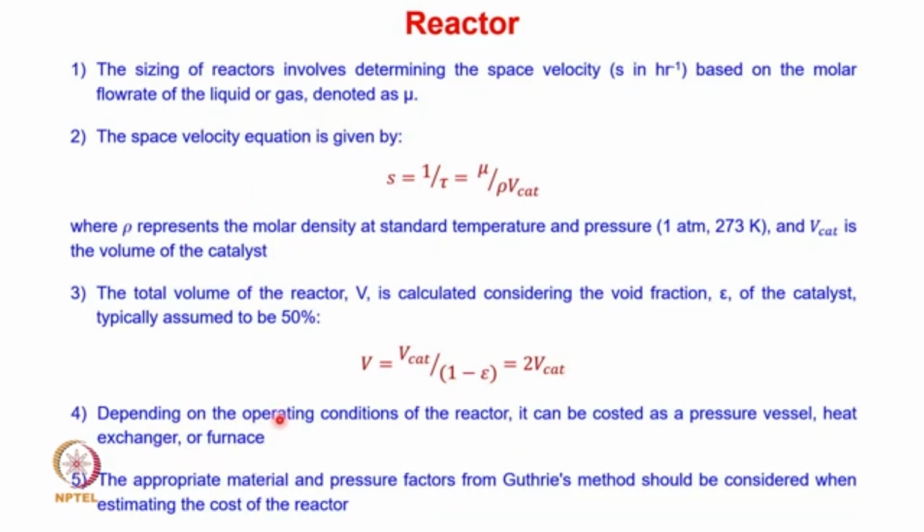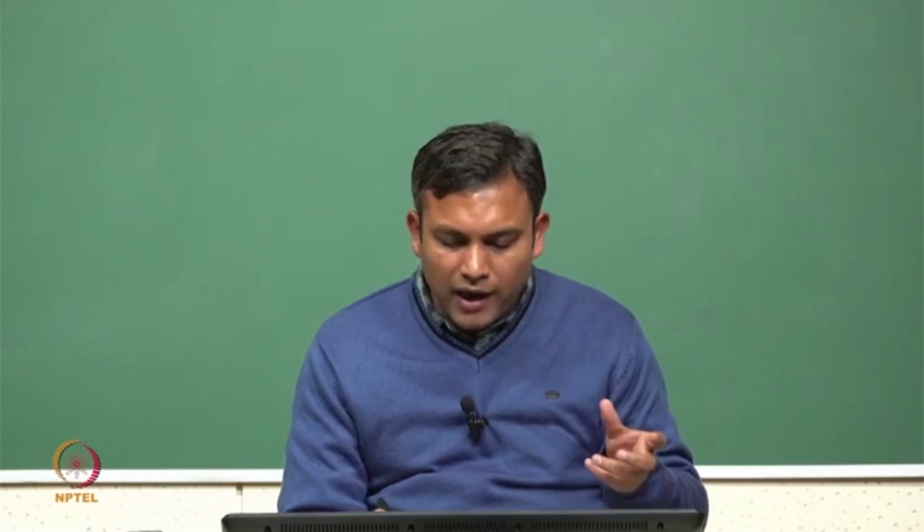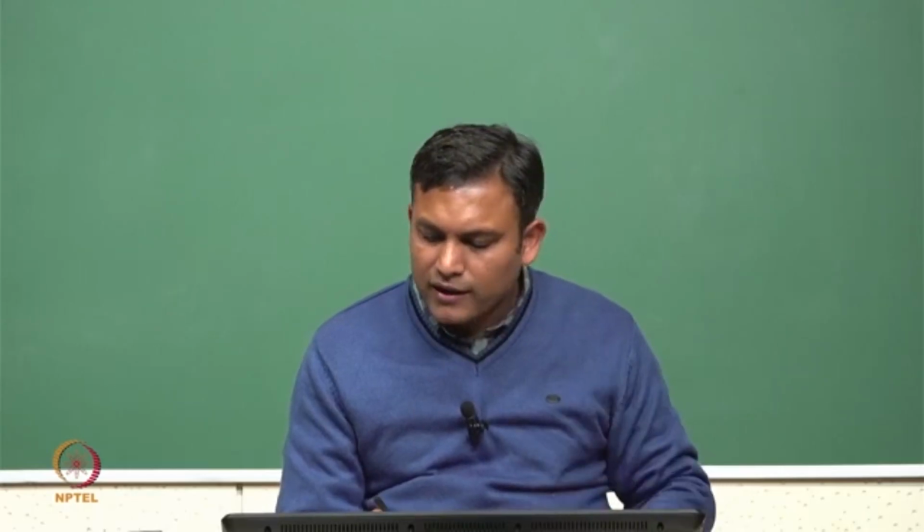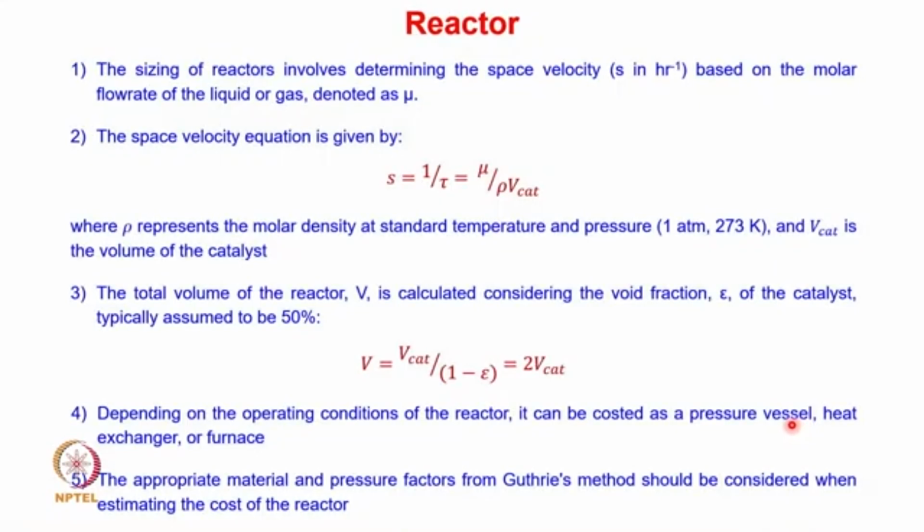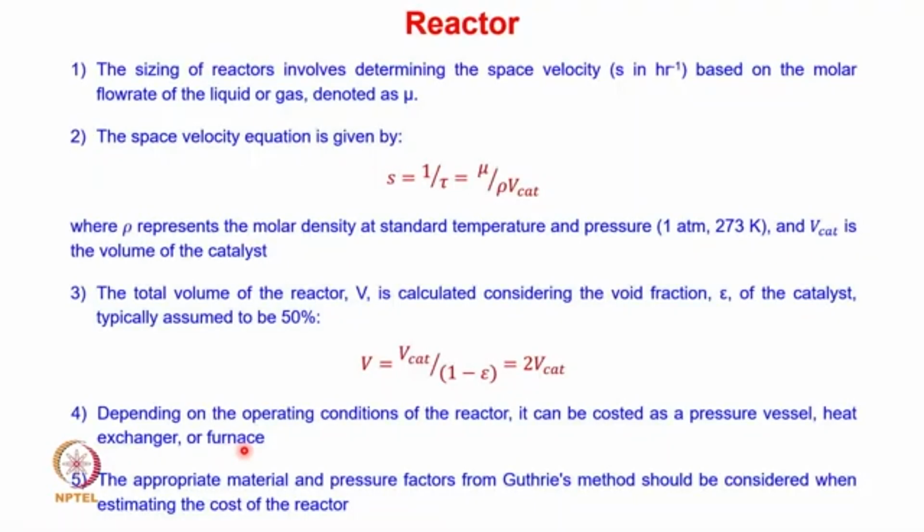Okay, so depending on operating conditions of the reactor, it can be costed as a pressure vessel, heat exchanger, or furnace. So this is very important. Depending on the operating conditions, what is important? If we are looking at pressurizing the reactor, and the cost is dominated by the pressure, in that case we can consider it as a pressure vessel. If the heat transfer is more important in the reactor, and that is what is causing the cost, in that case we can consider it as a heat exchanger or furnace. The appropriate material and pressure factors from Guthrie's method should be considered when estimating the cost of the reactor.